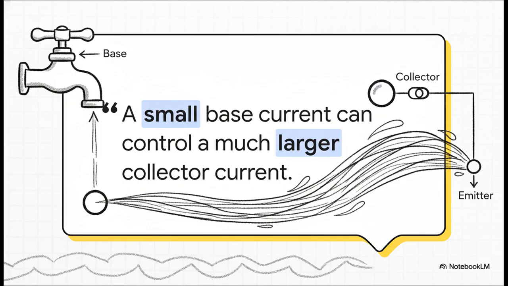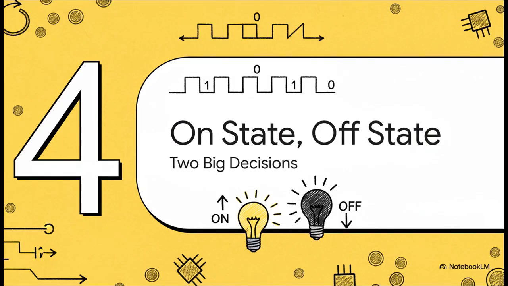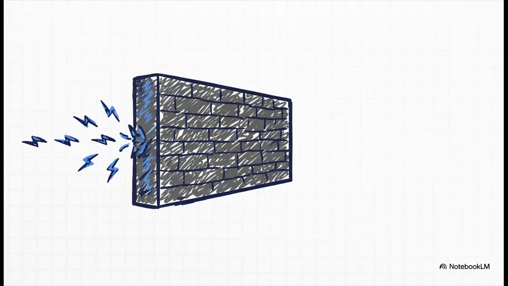A small current applied to the base can control a much bigger flow of water, or in our case, current, gushing from the collector to the emitter. This is the whole principle of amplification, but it's also the secret to how it works as a switch. And that brings us right to the heart of our story, because while transistors are incredible amplifiers, their most profound impact on our world comes from using them to make just two simple decisions: to be completely on or to be completely off. Let's start with the off state.